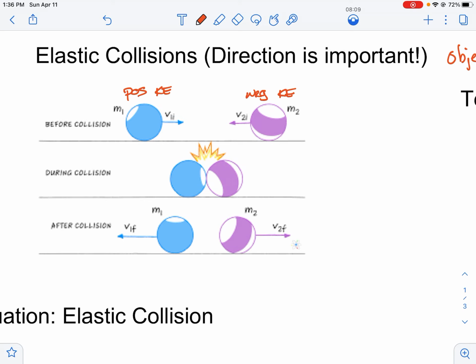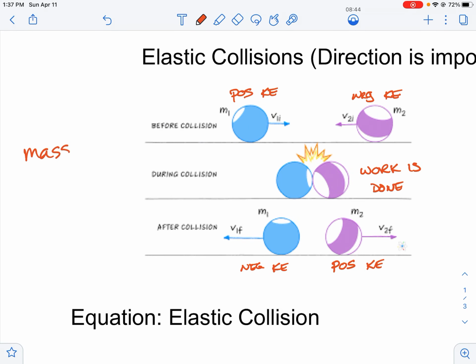Okay, what happens when they hit each other? Well, this is where work happens. Right? There's a force. The balls are moving a distance in the direction of the greater force. And then what happens in this case after the collision? Well, the blue ball has changed directions, so this now has negative kinetic energy. What about the purple ball? Yep, it also has changed directions, and it's now going in the positive direction, so it has positive kinetic energy. All right, and just like before, we are going to remember that the mass remains constant, right? The mass is not changing.